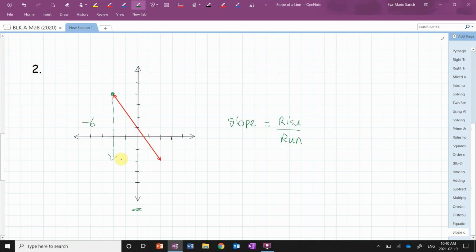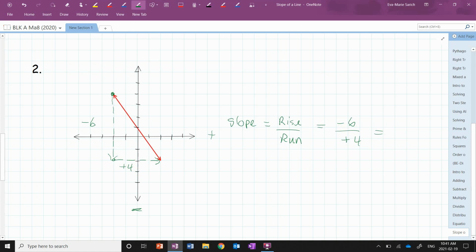And then I'm going to run. Well, I'm going to go in the positive direction running, and from there I'm going to go 1, 2, 3, 4 in the positive direction. So that is positive 4. That forms our triangle. We're going to go up or down first, and then we're going to go horizontal, or left to right, second. So our rise was a negative. That gave us negative 6 over the run, which is positive 4.